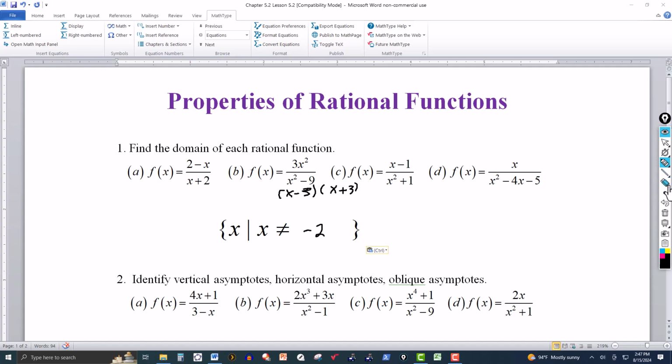Cannot divide by 0. So in this case, we have two restrictions for the x. It's a set of all x. x cannot be negative 3 or 3. So that's the answer for B.